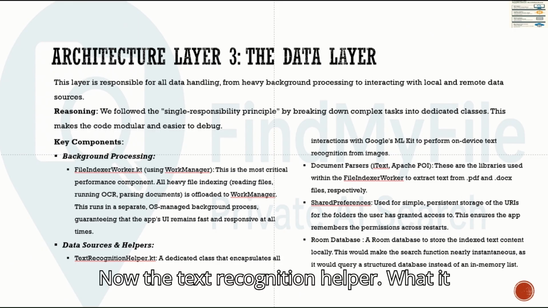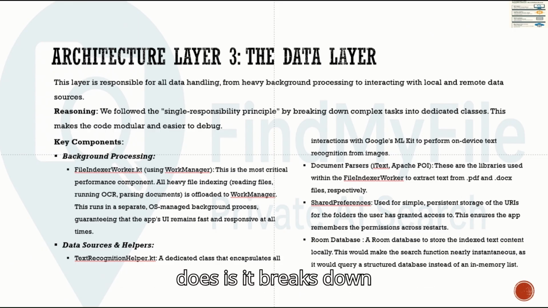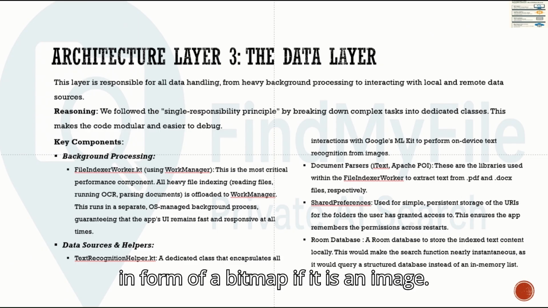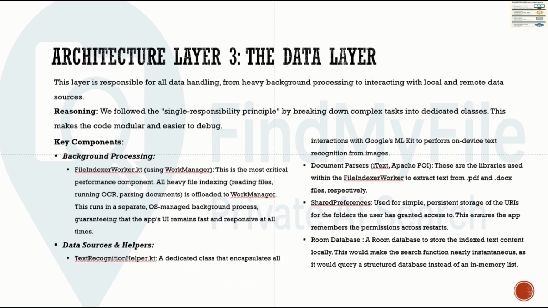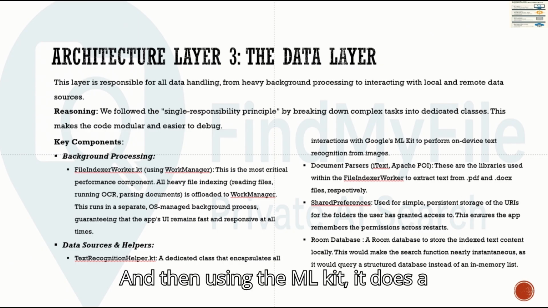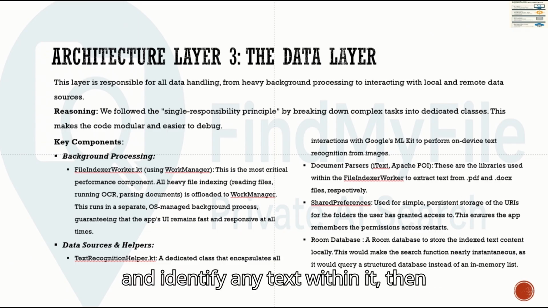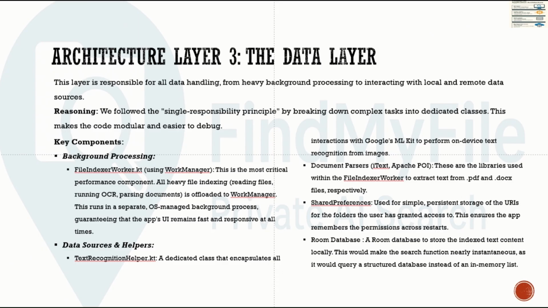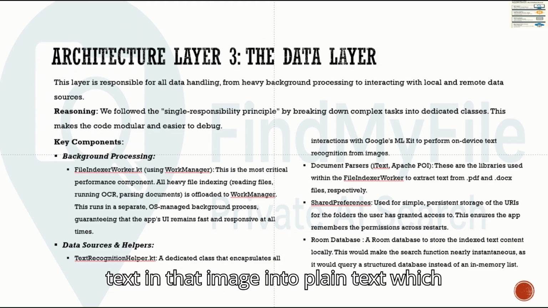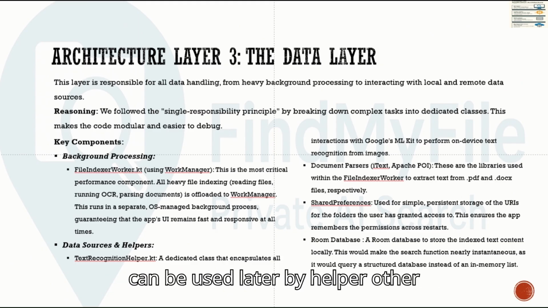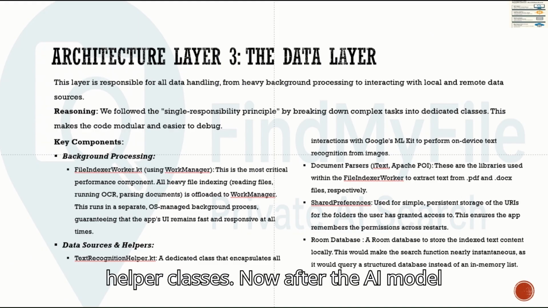Now, the text recognition helper breaks down image files as input in the form of a bitmap if it is an image, and then it uses the ML Kit library to scan the image and identify any text within it, then converts the text in that image into plain text, which can be used later by other helper classes.